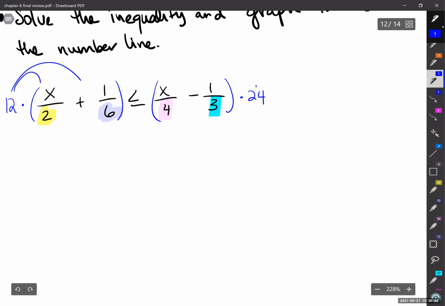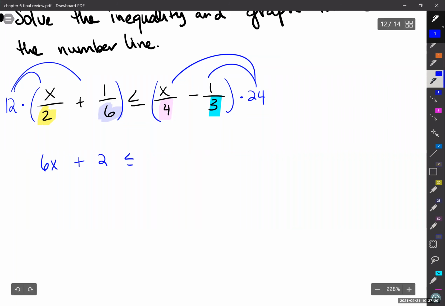So if we distribute and simplify, here we had 12 x's divided by 2. Do you all agree that would be 6 x's? Next, we had 12 ones divided by 6. So 12 divided by 6 is a positive 2.